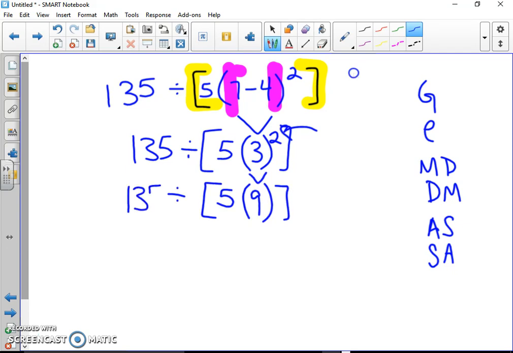Everything else stays the same. Okay, I did my exponents, but I still have some grouping symbols. I have these brackets right here. And 5 parentheses 9 means that there's an invisible multiplication. Anytime you have parentheses around numbers or variables, it means multiply. So 5 times 9 gives us 45.